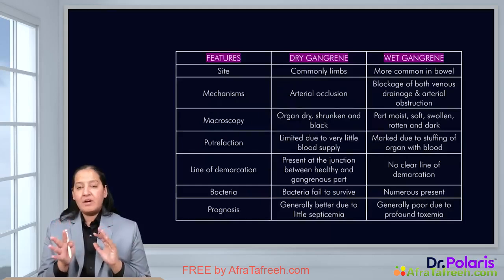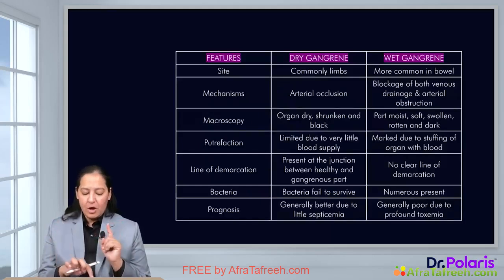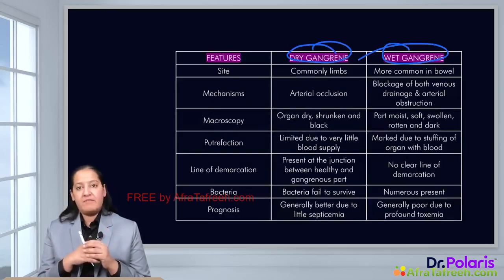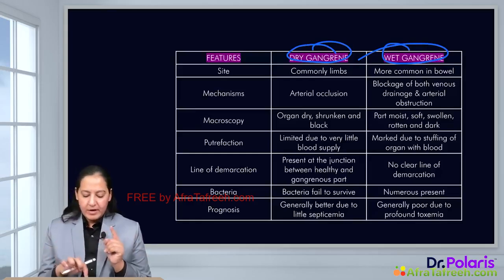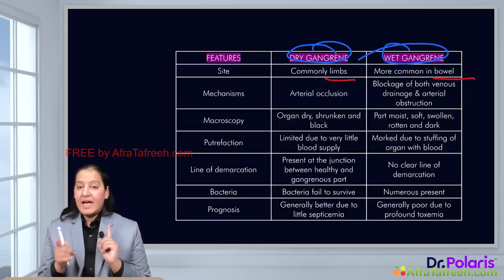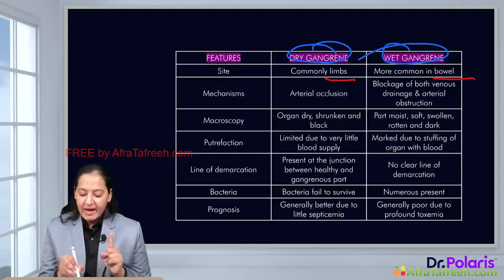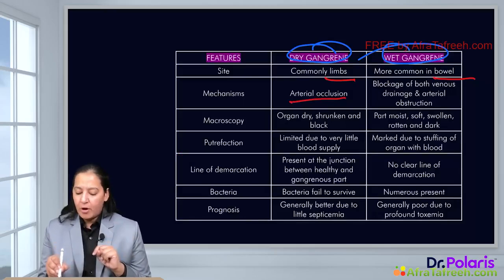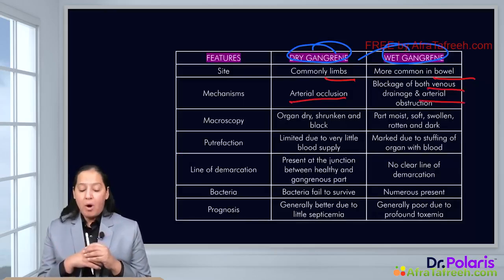So we have learned two types of gangrene till now: the dry gangrene and the wet gangrene. Dry gangrene usually occurs in limbs, but wet gangrene usually occurs in the bowel or the wet organs. That is the site. Mechanism: dry gangrene occurs due to artery obstruction. Wet gangrene occurs due to blockage of artery as well as vein.